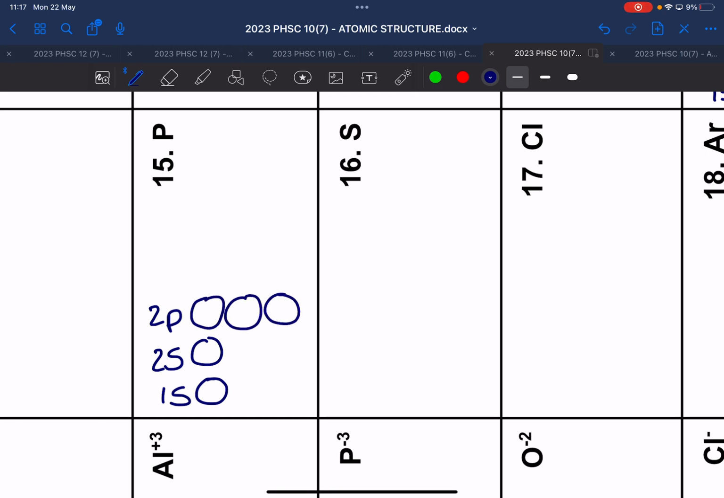1, 2, 3. Then we have the 3s, 1 circle. And then 3p, 1, 2, 3 circles. The s is 1, 3p is 3. So there's phosphorus: we have 1s, then 2s, 2p, 3s, 3p. Because it is in the third energy level, you have to pass all of them to get there. So you have to draw all of those circles.